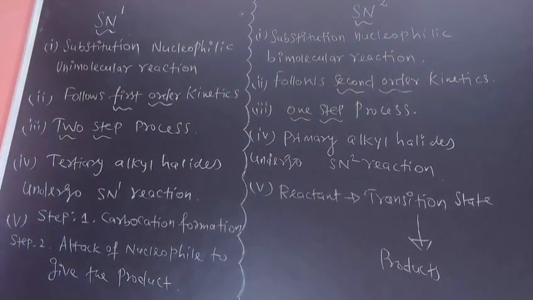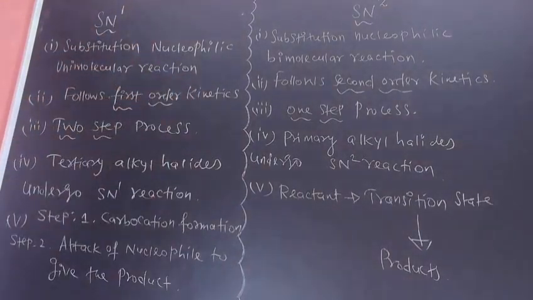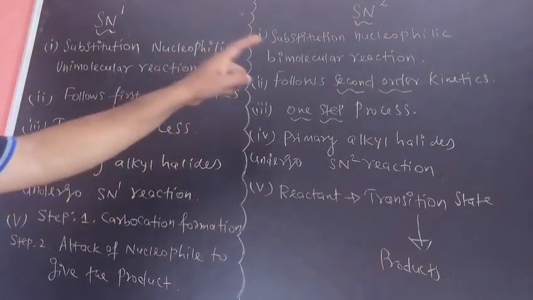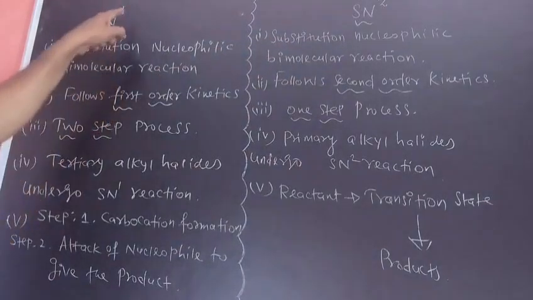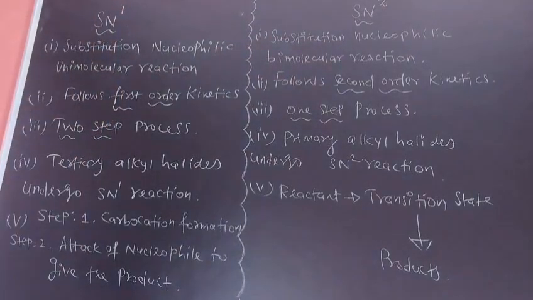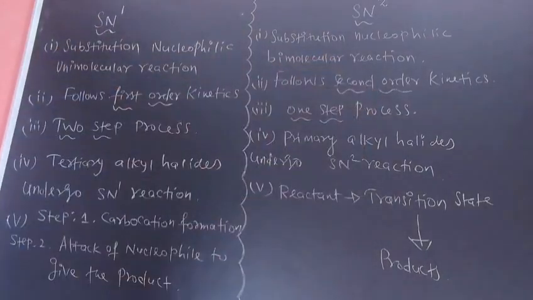First one, SN1 stands for substitution nucleophilic unimolecular reaction. But SN2 stands for substitution nucleophilic bimolecular reaction. SN1, the 1 indicates it follows first order kinetics. SN2, the 2 indicates the reaction follows second order kinetics.